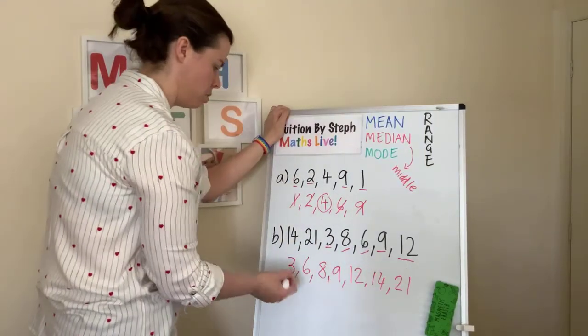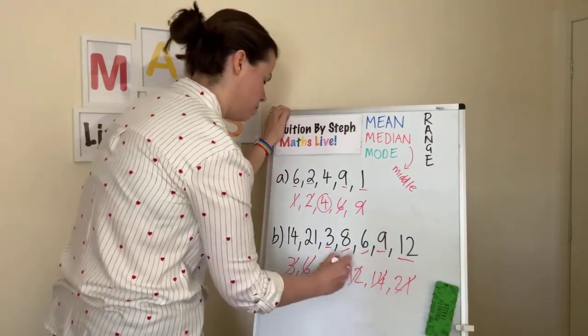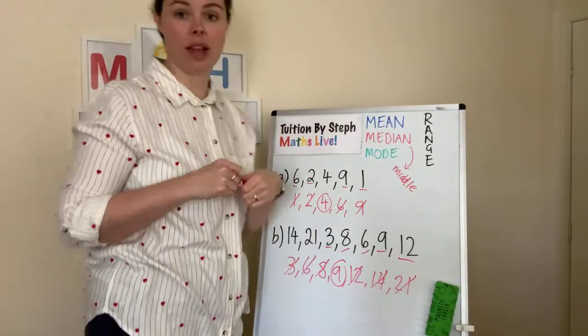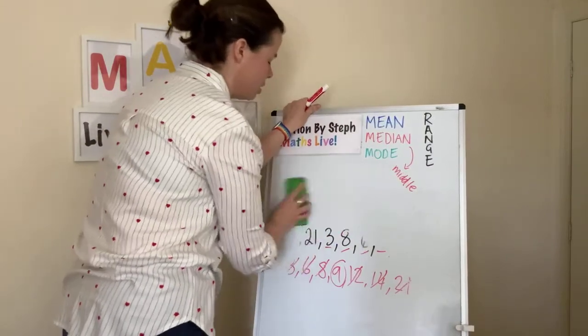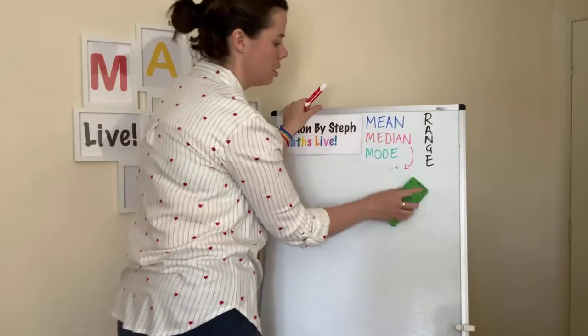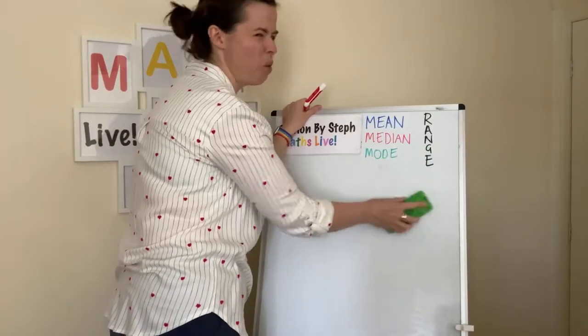Okay, so the middle number, 1, 2, 1, 2, 1, 2, 9. So well done if you got 4, and if you got 9, you found the median. Yes, brilliant question. If you have 2 numbers in the middle, you add them up and split your answer in half. Like I say, that's creeping more into Key Stage 3.